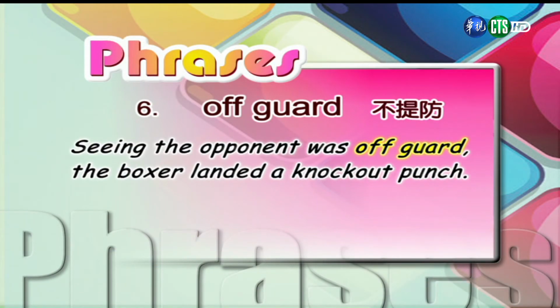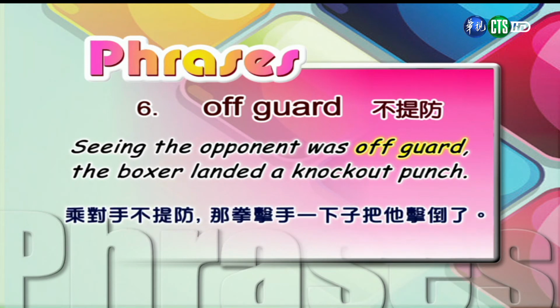Seeing the opponent was off guard, the boxer landed a knockout punch. 趁着对手不提防，那拳击手一下子把他打倒了。 What is a knockout punch? Knockout means one punch, then you can knock your opponent totally, make them totally unfunctional. Yeah. Or almost unconscious, no longer to put up a fight anymore. Okay. 非常厉害的一击。 Yes. Right? And now let's take a look at the final paragraph, paragraph 4.